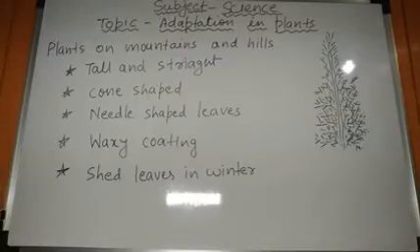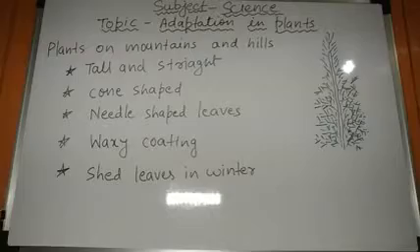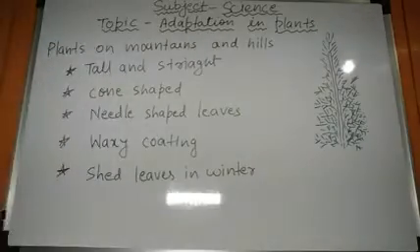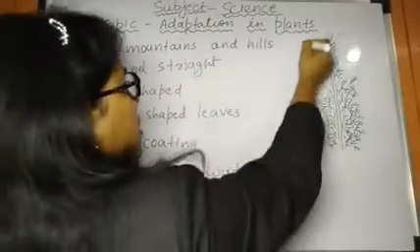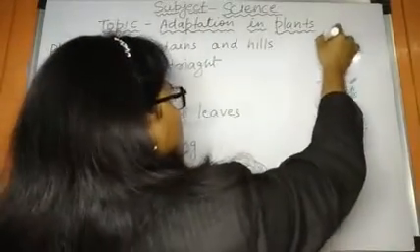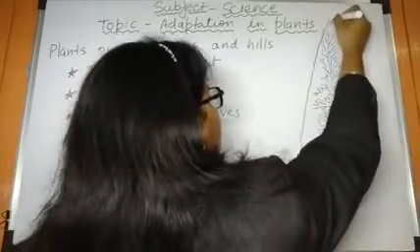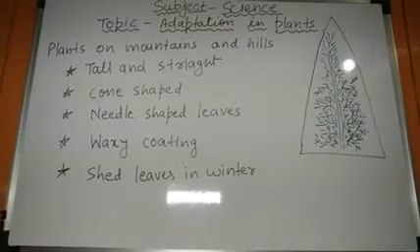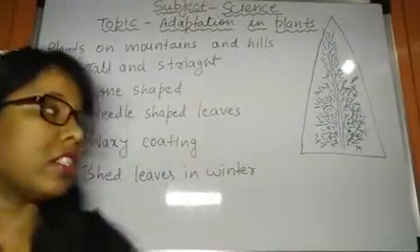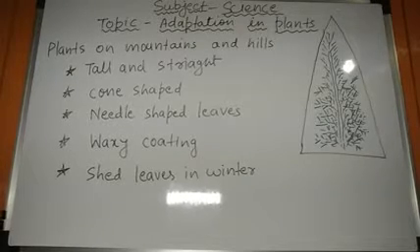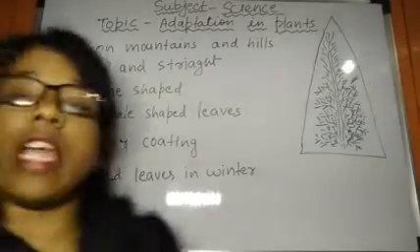Fine. So plants that grow on mountains and hills, how do they adapt themselves? First of all, they are tall and straight. You can see this plant, tall and straight. Second one is cone shaped. You can see it looks like a cone shape. So a cone shaped tree is there. Third one is needle shaped leaves. Fourth one is waxy coating. And fifth one is shedding leaves in winter.